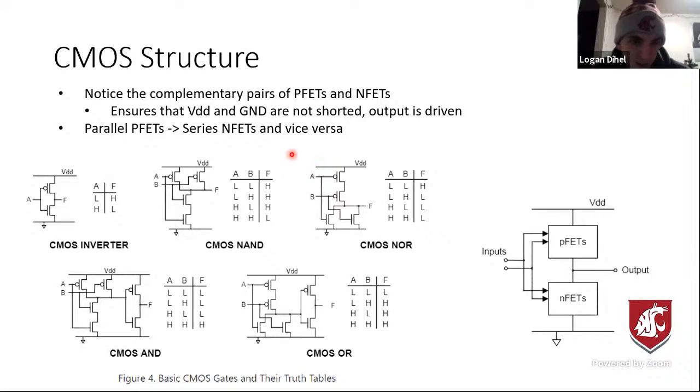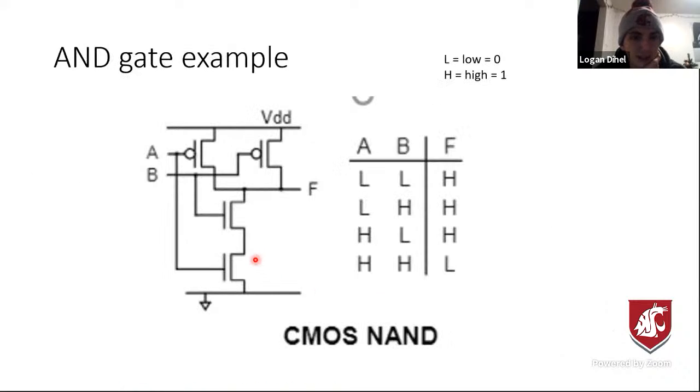The reason that we use this kind of complementary pair is so that the output is always driven, and we never short VDD to ground, because that would destroy the FET. You'll notice there's a parallel structure up here and a series structure down here, and it always has this, which I'm sure you're all familiar with. Here's a quick AND gate, just to show how this works.